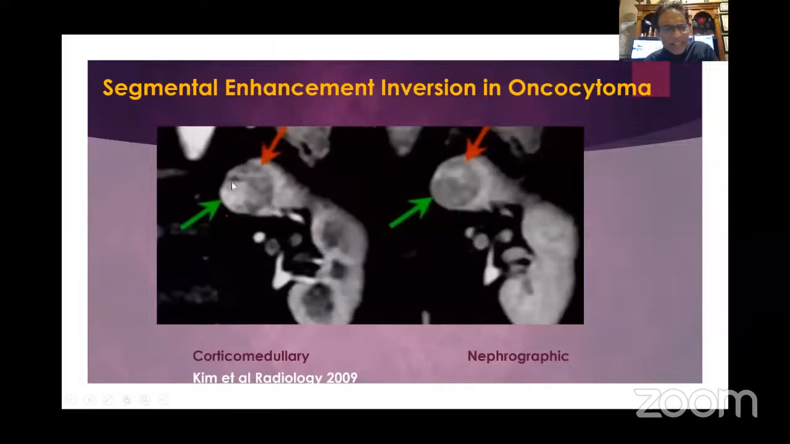Another feature that has been described is segmental enhancement inversion in oncocytomas. So on corticomedullary phase, some portion of the tumor may enhance, which gets washed out, and then the other portion of the tumor will enhance on nephrographic phase, which is kind of unique for oncocytomas.